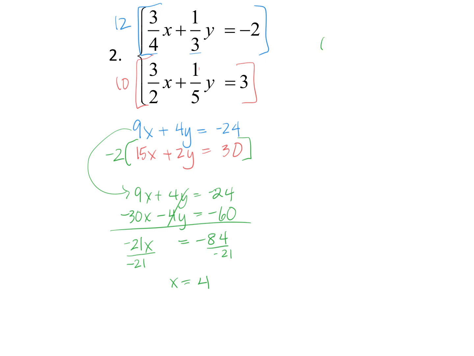Right? So if x is 4, I need to find y. Now you can go back to the fractions, but I don't want to because they're ugly, right? They're scary. So I'm just going to take one of these two equations here and plug in that 4 for x. So I'm going to do 9 times 4 plus 4y equals negative 24. Could have used the other equation just the same. So it'd be 36 plus 4y equals negative 24.